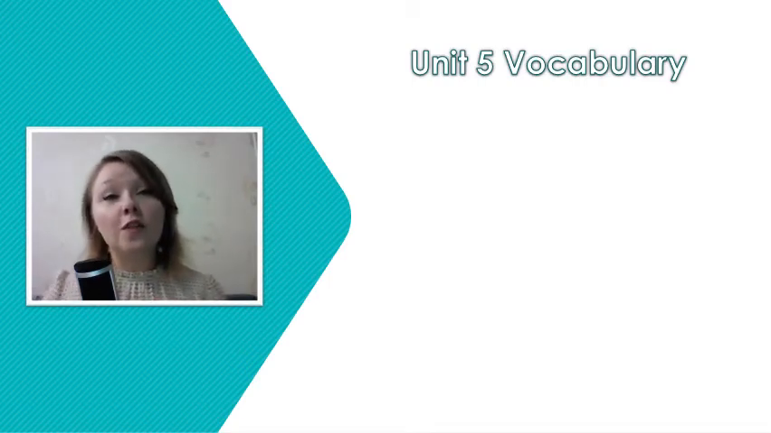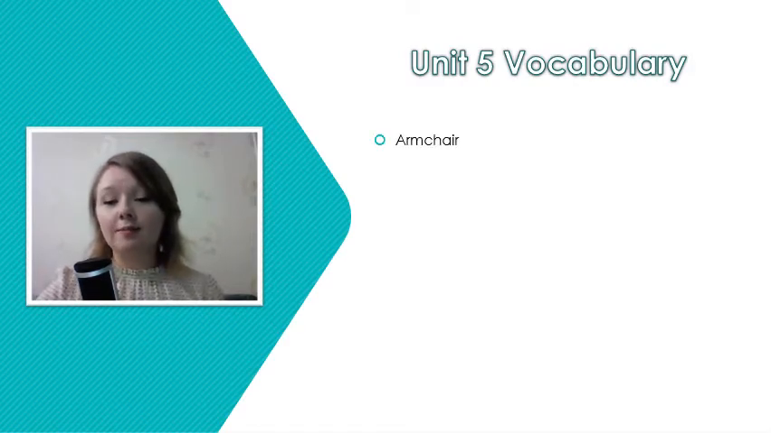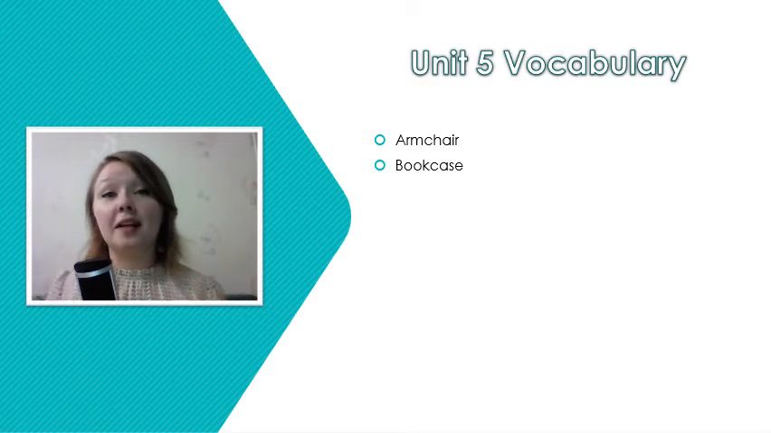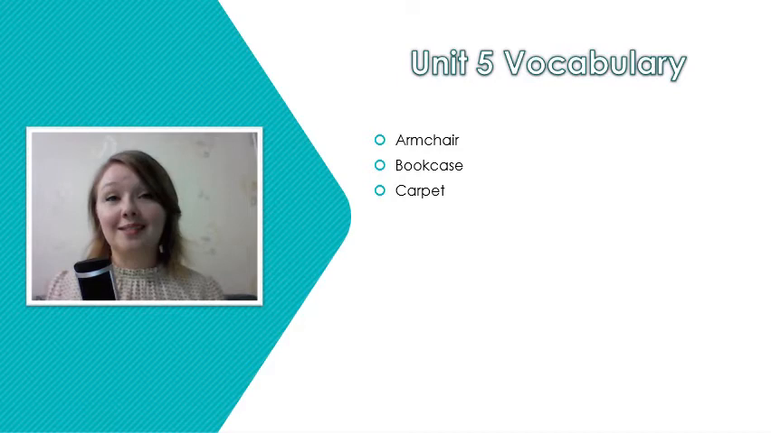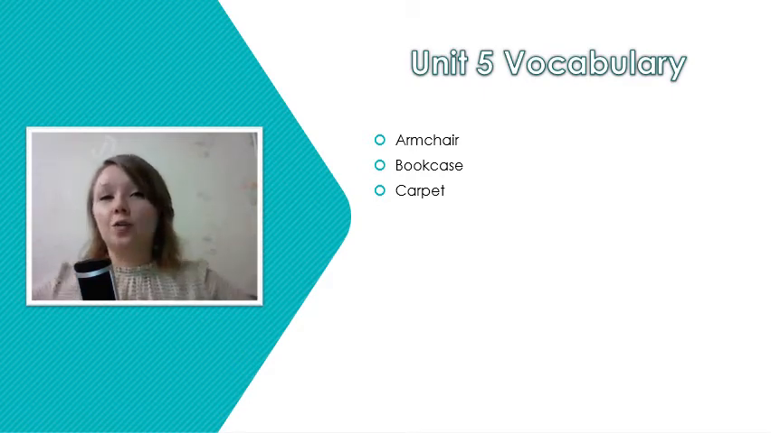Let's go through our first list of words about furniture. For our 8 furniture words, we have armchair, bookcase. We could also say bookshelf. This is a place where we keep our books, right? Carpet. Remember, carpet is on the floor in the whole room, the entire room. If it is in a small space, we just call it a rug.